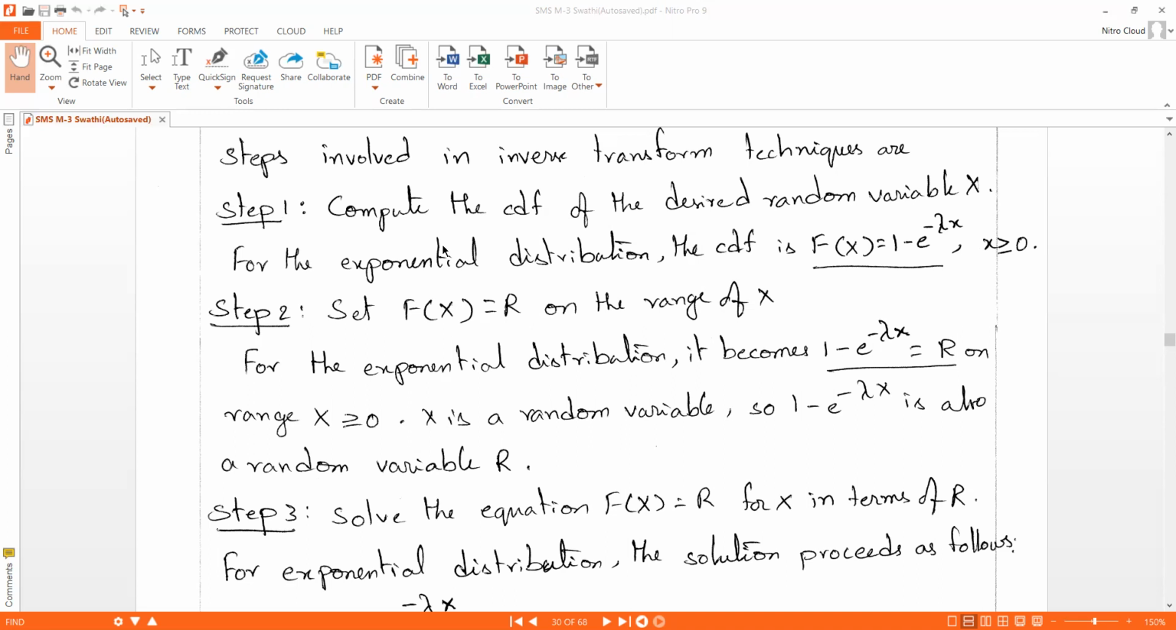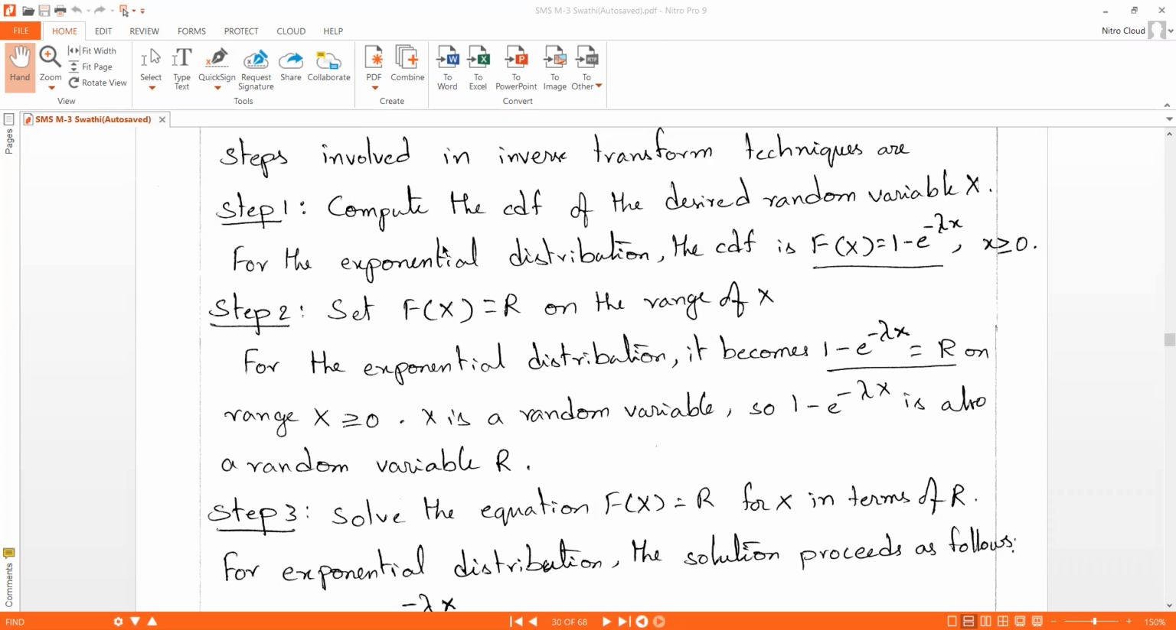So in step 1, we need to compute the CDF of the desired random variable x. For the exponential distribution, the CDF is F of x equal to 1 minus e power minus lambda x when x is greater than or equal to 0. If x is less than 0, F of x will be 0.